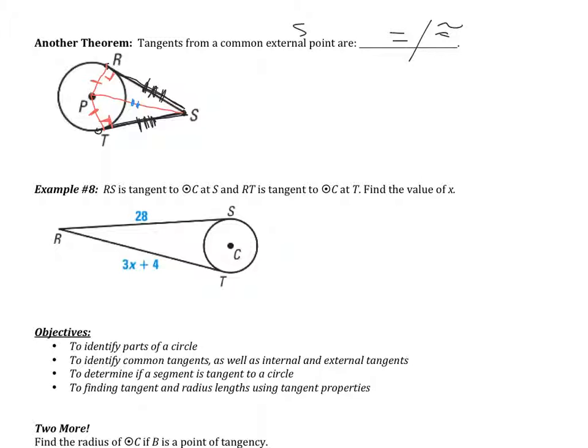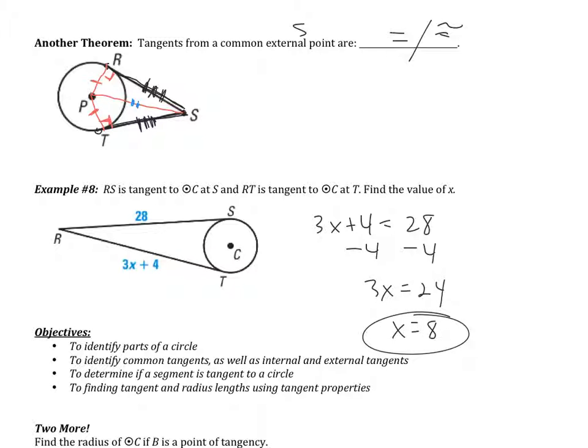So in example 8, if I wanted to solve for x, what would I do? Set them equal to each other. 3x plus 4 equals 28. Subtract your 4, subtract your 4. 3x is equal to 24. Divide by 3, and x is equal to 8. Okay? So I was just trying to show you why it is the way it is, okay? But you can see all you have to do is just set them equal to each other, okay?